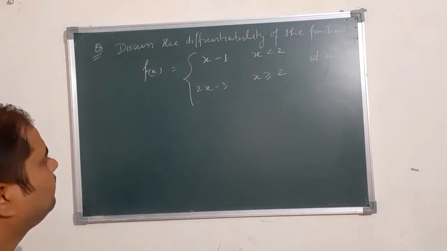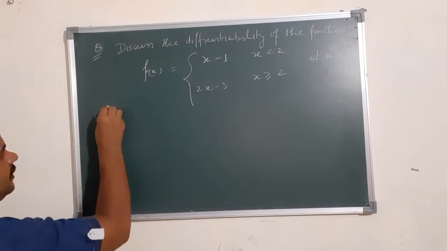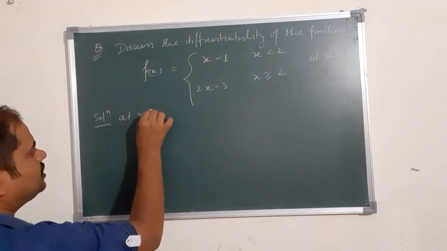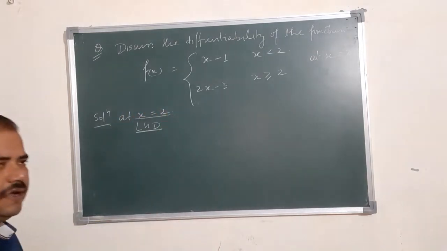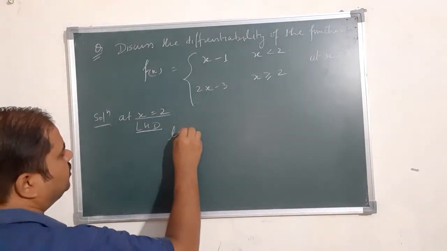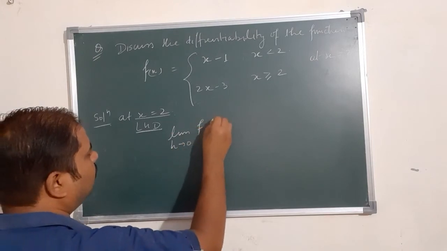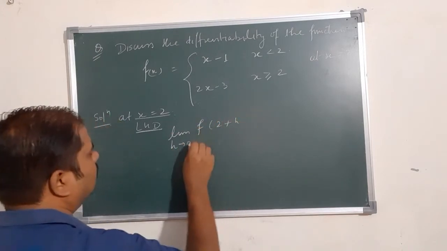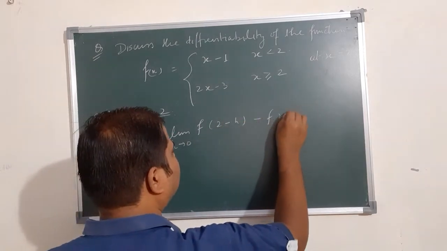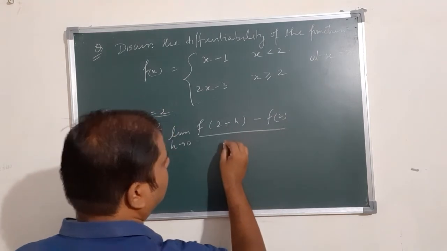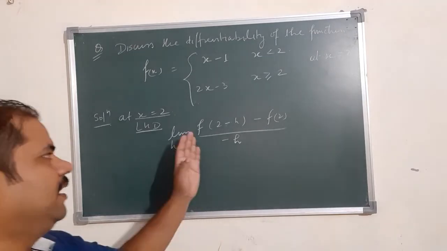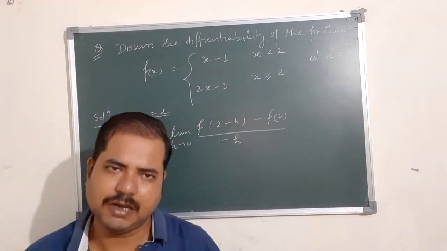So let us see. First we find LHD at x is equal to 2, we have to see it. LHD, that means left-handed derivative. So this is limit h tends to 0, f of 2 minus h minus f(2) divided by minus h. This is the definition of LHD. f of a minus h minus f(a) divided by minus h.